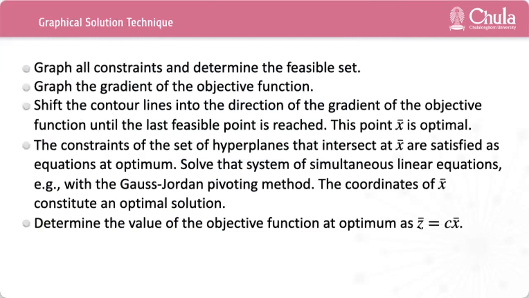Okay, so for graphical solution technique, we have to graph all constraints and determine the feasible set first, and then graph the gradient of the objective function. And then we move along the gradient. We shift the contour line into the direction of the gradient of the objective function until the last feasible point is reached, and that point is the optimum point.